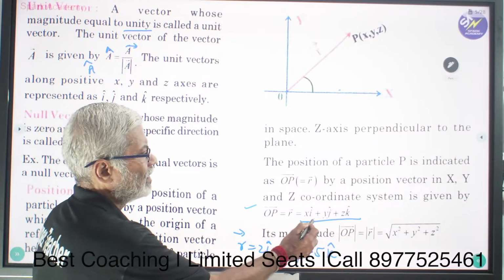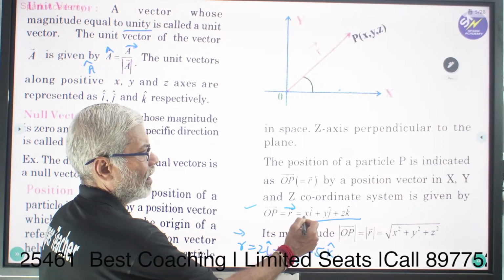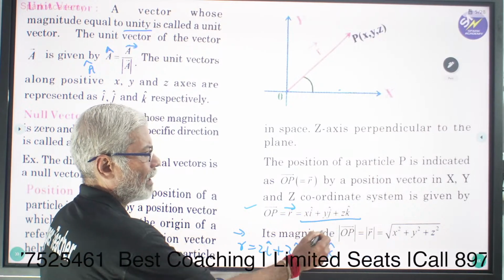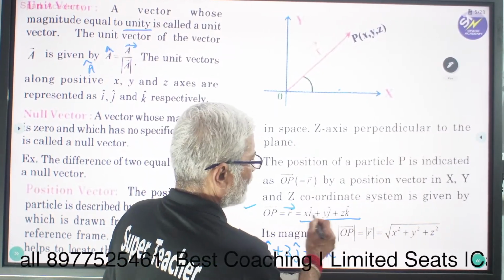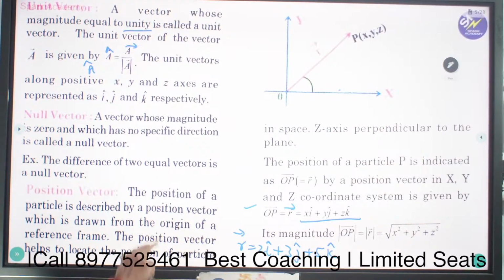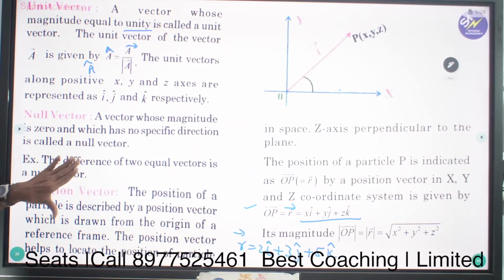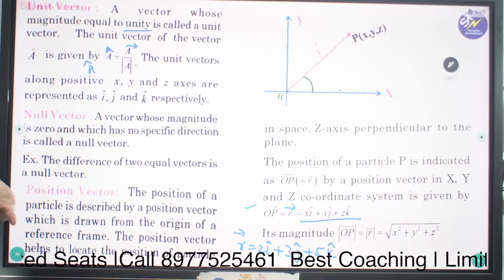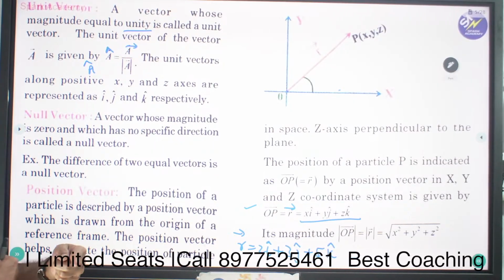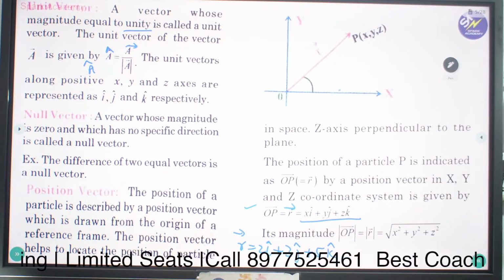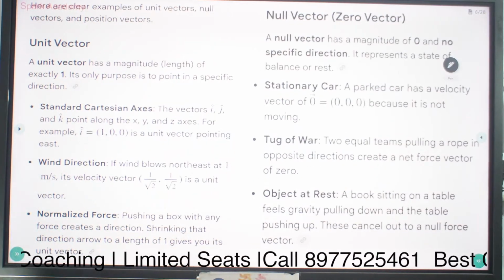So the position vector is represented like this: vector xi plus yj plus zk, and its magnitude, the magnitude of OP or R, is equal to the square root of x square plus y square plus z square. Okay. Now what is a null vector? I told you a null vector has zero magnitude and no direction. The difference between two equal vectors is a null vector. It cancels out.